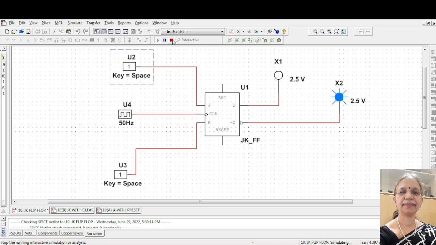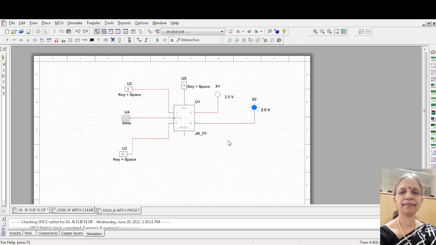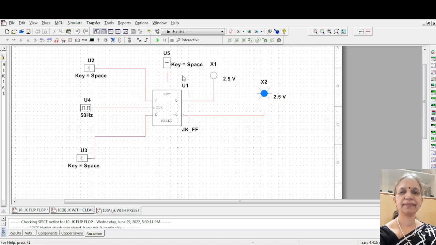Then let's use JK with a preset. So as you can see, this is set to 1. When it is set to 1, what happens is that this is asynchronous to the clock. What it means is, irrespective of what the clock transition is, since this is set to 1, it will remain as 1. Let me show you. Suppose I make this as 0, this as 1, no change.